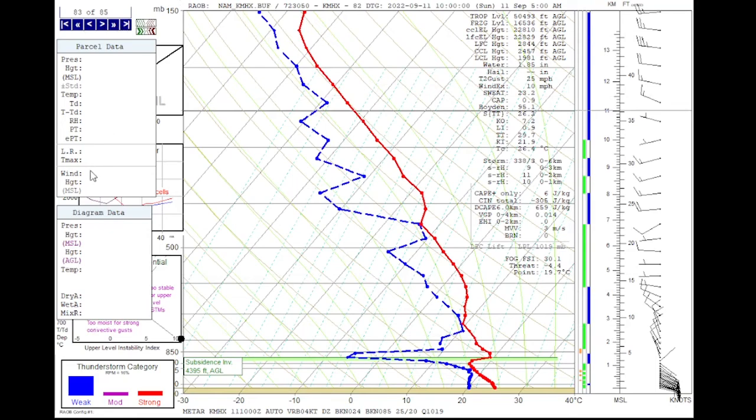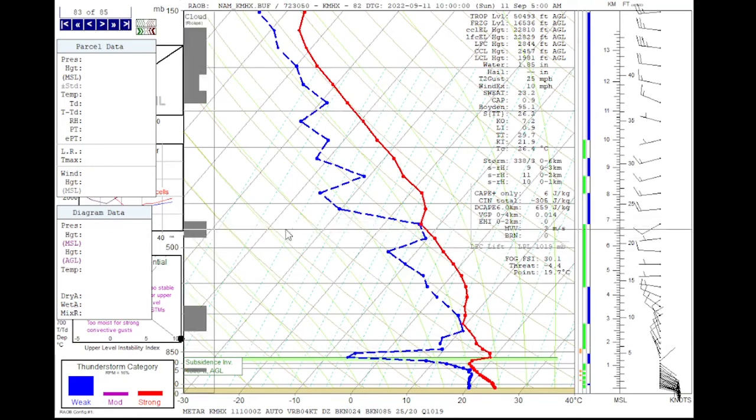Go to clouds again. We can see the clouds at that layer, clouds up at this layer, and then clouds at the lower levels. And the subsidence inversion, we do have clouds at that layer too, being capped off by that inversion.